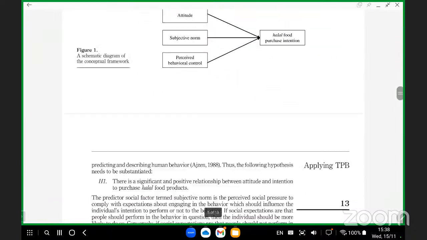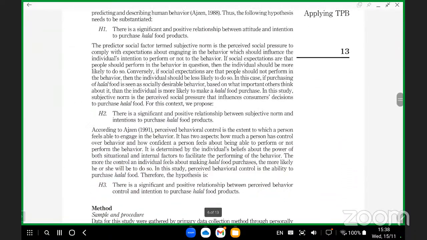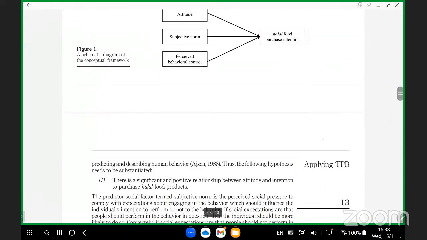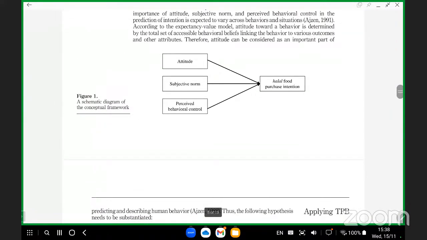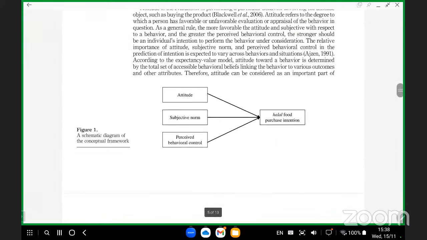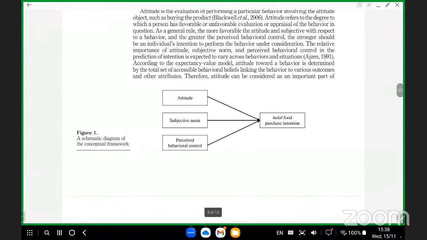Okay, jadi kalau dalam paper ini, okay, kalau melihat, nampak tak? Okay, research framework dia, dia sudah beritahu dia adopt daripada mana di sini.